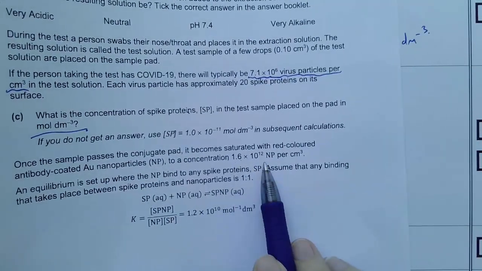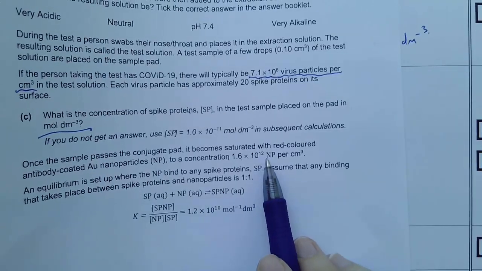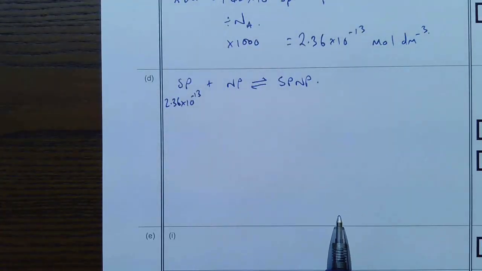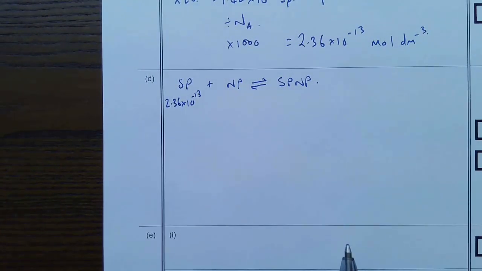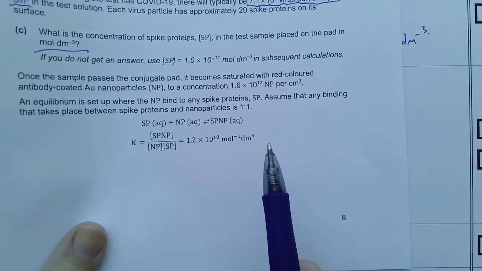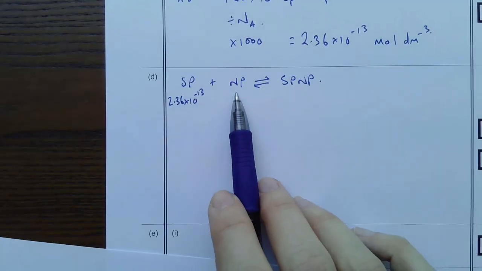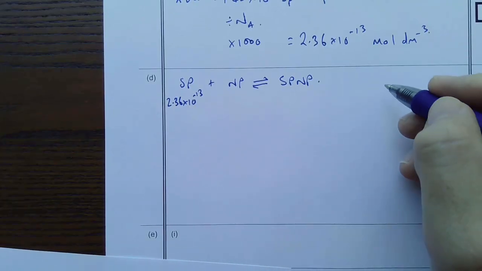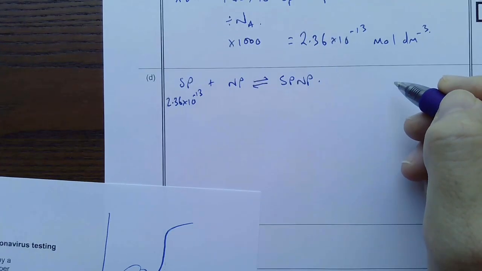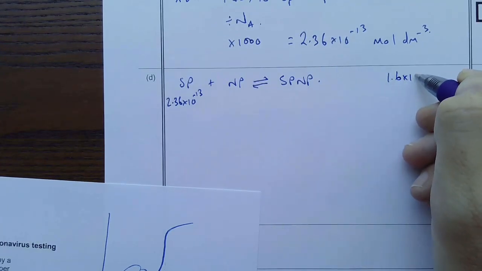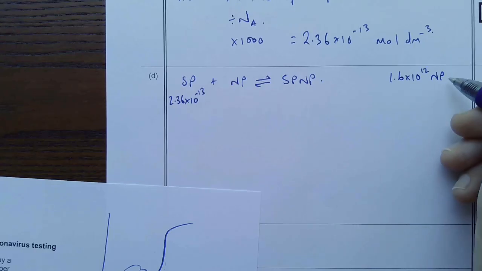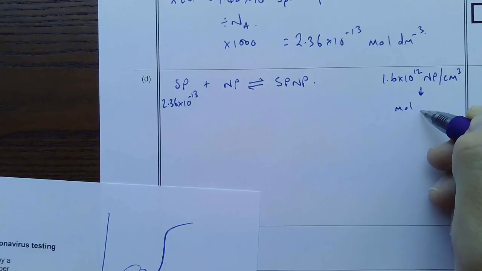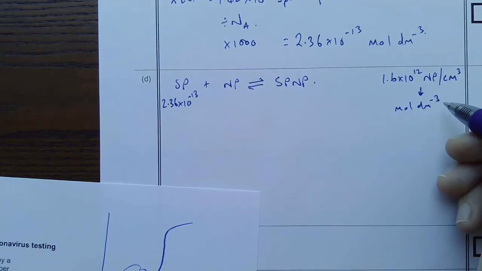Wrong. It's not 1.6 times 10 to the power of 12. Well, it is, but that's particles per centimetre cubed. But I need this to be done in moles per decimetre cubed. So there is a secret hidden unit conversion here. I need to turn my 1.6 times 10 to the power of 12 NP per centimetre cubed into moles per decimetre cubed. It's just a secret bonus one for you.